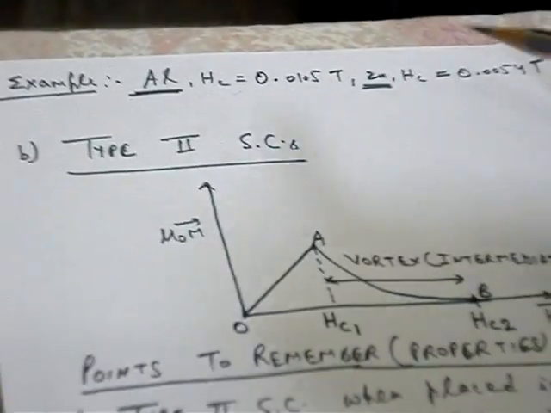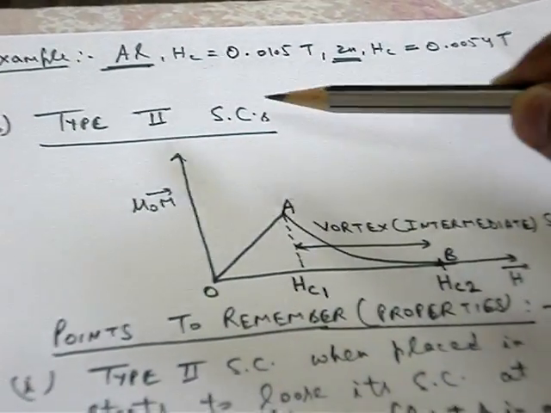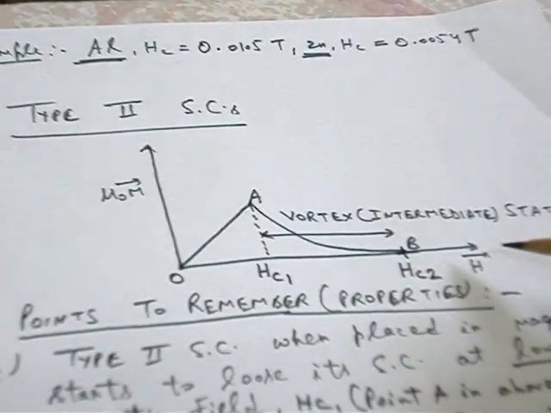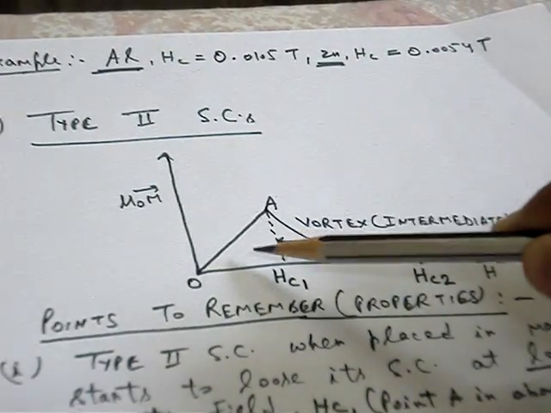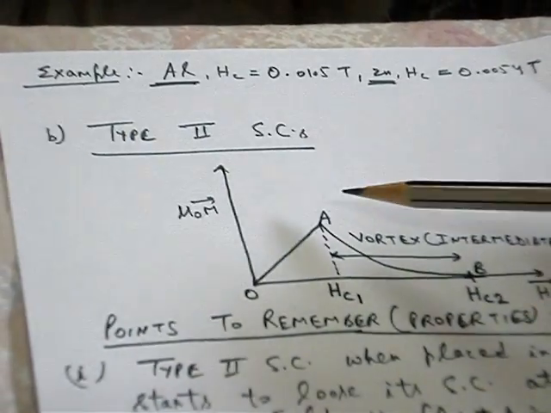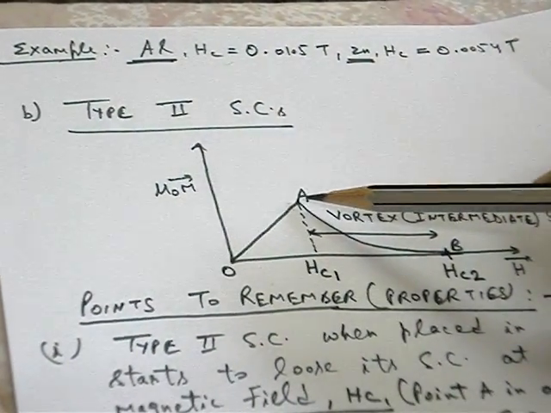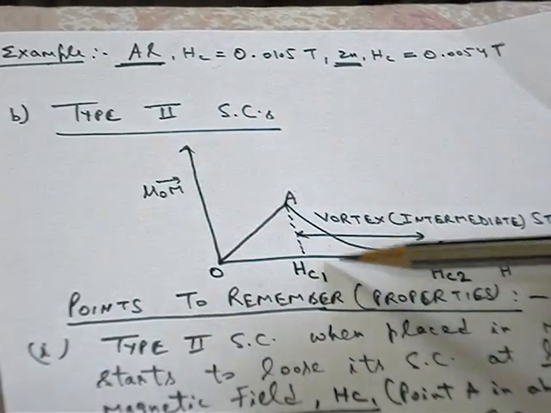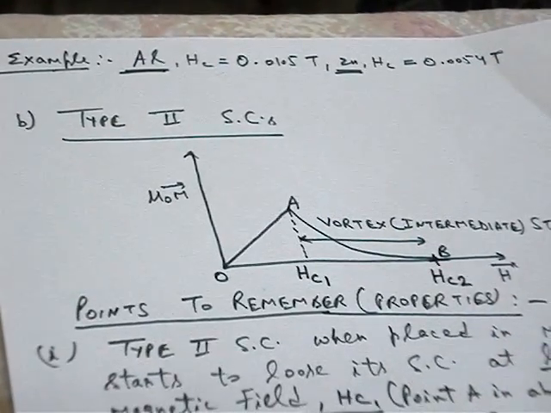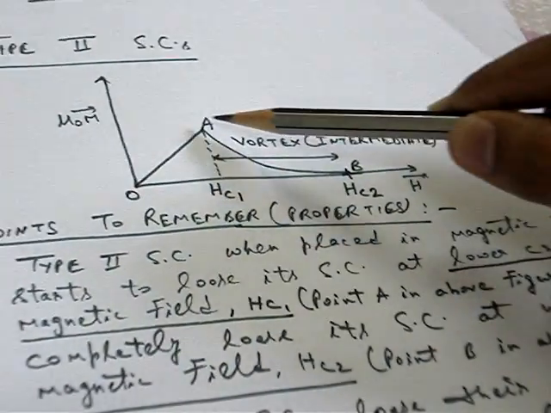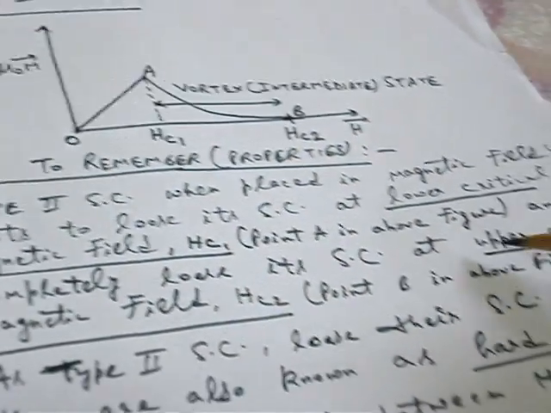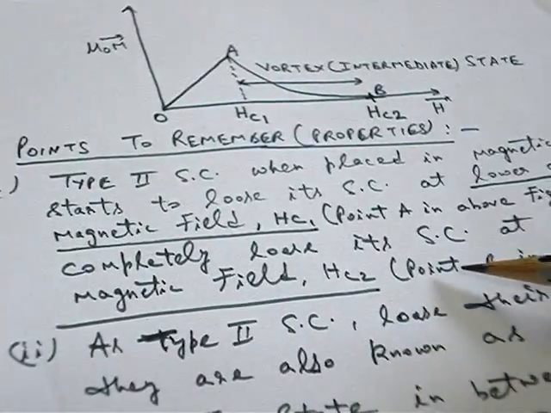0.0054 Tesla. Now let us discuss the type 2 superconductor. Here the graph is again between the same two parameters, that is M, intensity of magnetization, and H. But clearly you can see the difference between type 1 and type 2 superconductors. At point A, type 2 superconductors start to lose their superconductivity at Hc1, where Hc1 is known as the lower critical magnetic field, and they completely lose their superconductivity at Hc2, that is the upper critical magnetic field.